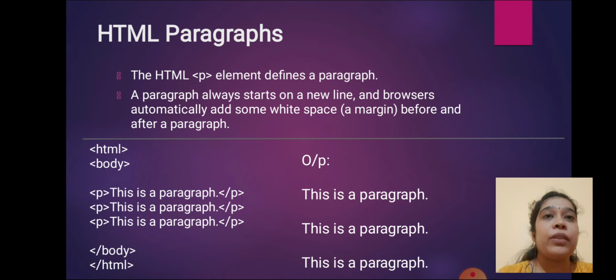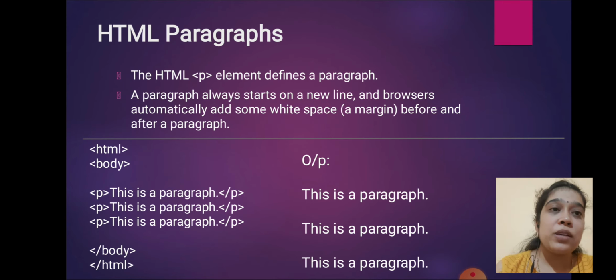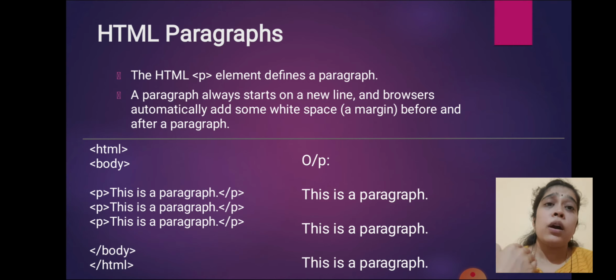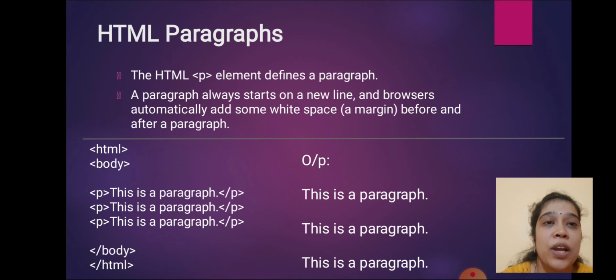Next tag is the paragraph tag. For the paragraph tag, we use p as an element, which defines a paragraph. A paragraph always starts on a new line of the browser, and the browser automatically adds some white space before and after a paragraph. Okay, for example, if I want to add 3 paragraphs in the web page, then I will use the p tag 3 times. The p tag, that is paragraph tag, is also a pair tag, that's why you have to open it as well as close it. Opening of p, this is paragraph, end of p.